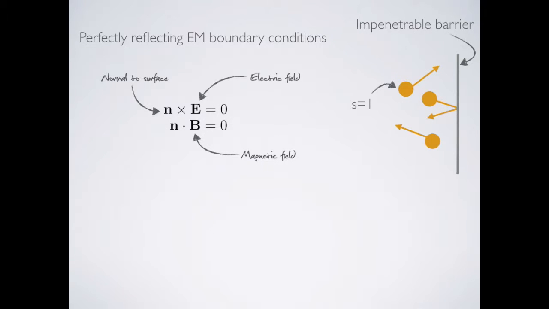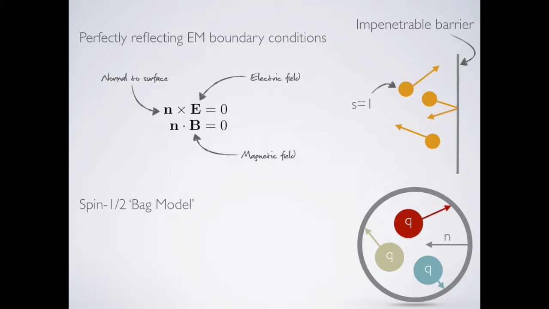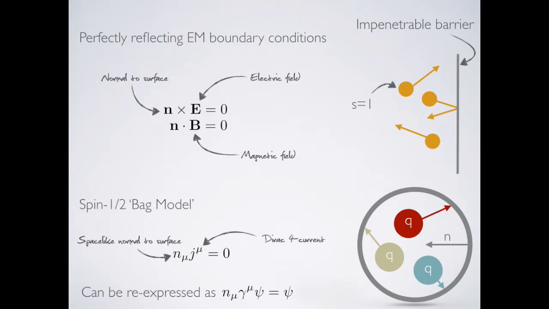A commonly used model for the same type of boundary, but instead confining spin-half particles, is the bag model of the nucleon. In this model, quarks are viewed as being confined by a surface that causes the normal component of the fermionic current to vanish. It is useful later on to re-express this boundary condition in terms of the Dirac field.